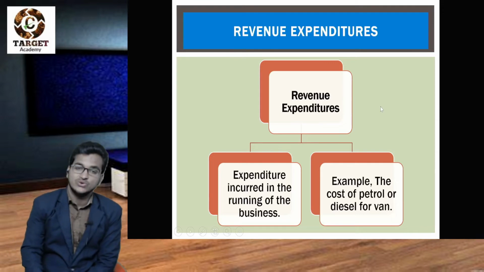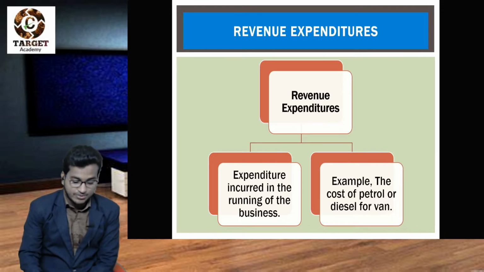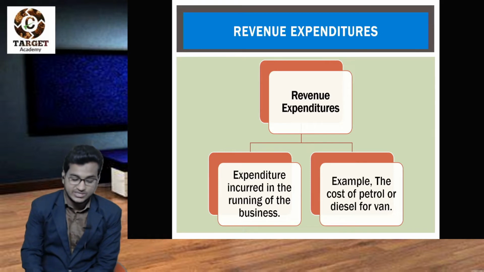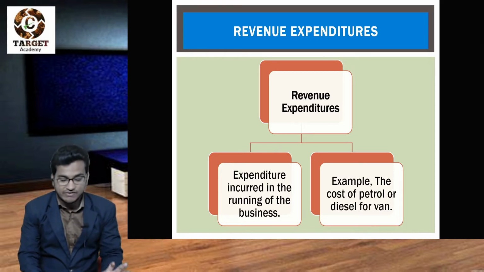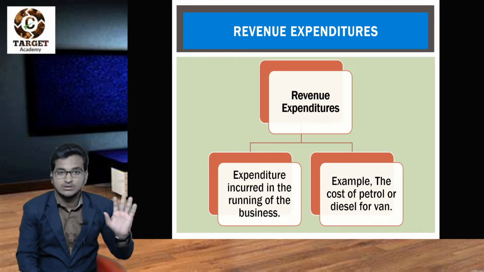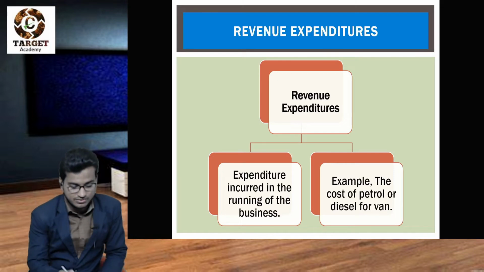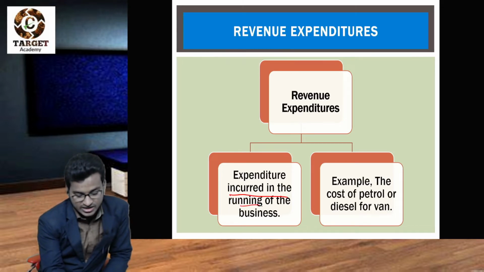Next one, revenue expenditure. Expenditure incurred in running of the business is called revenue expenditure. Whatever expenditure is incurred for running the business is a revenue expenditure. Examples: cost of petrol, anything. Expenditure incurred in running the business.